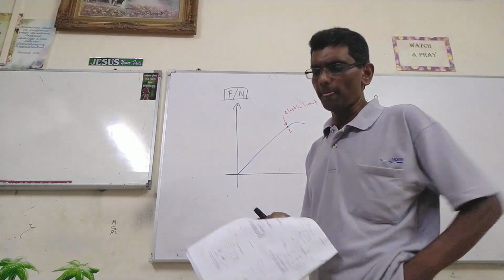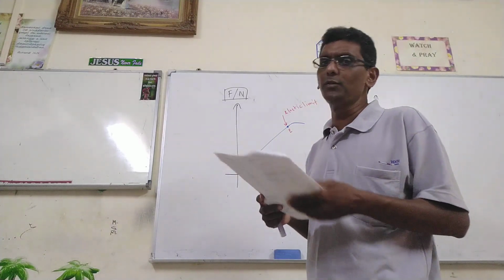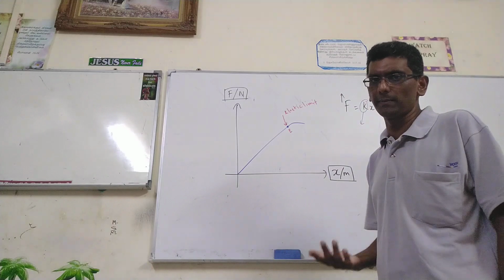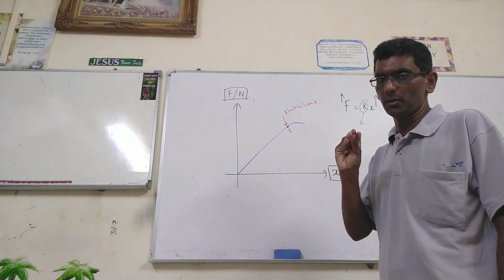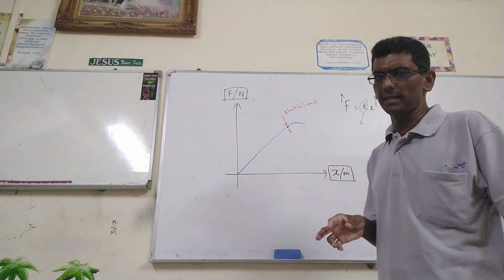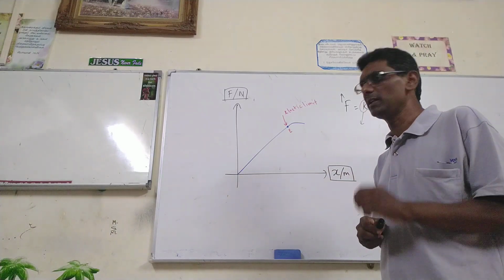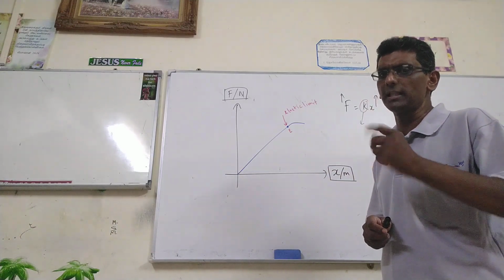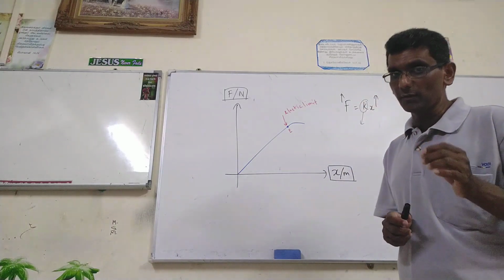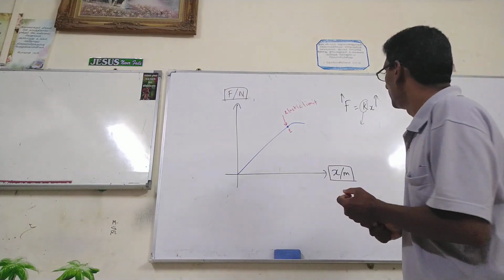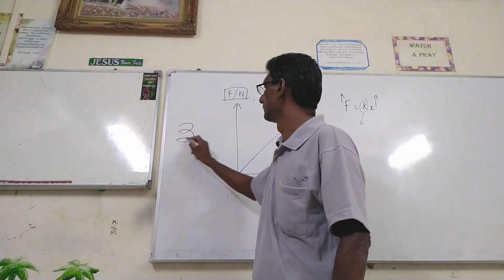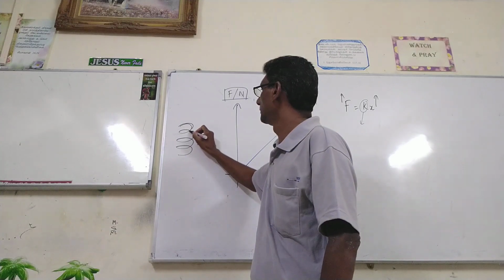Okay. There are 5 factors that influence the stiffness of a spring. The first point is the diameter of the spring. Diameter of the spring means the thickness of the spring, the diameter of the coil wire. So you must use a thick spring.